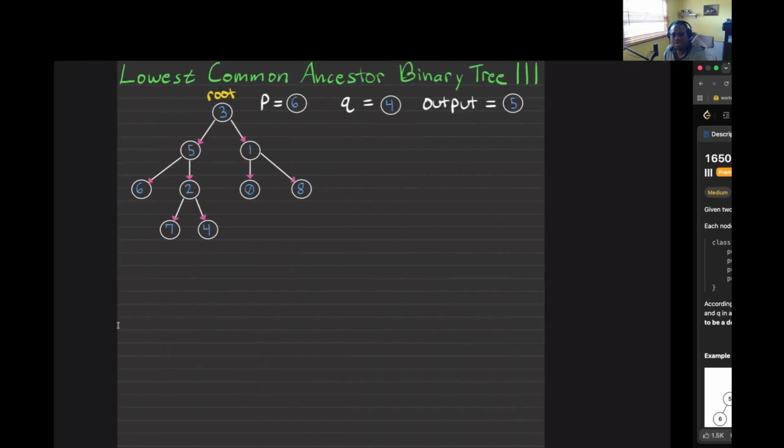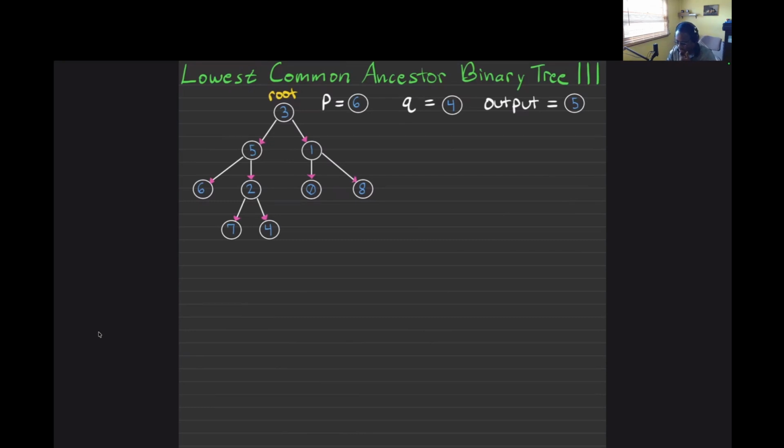So let's go to the drawing board to get a better understanding of our approach. The first approach I'm going to give you, the time will be big O of n and the space will also be big O of n. The second approach, though, the time will still be big O of n, but the space will be constant, big O of 1.